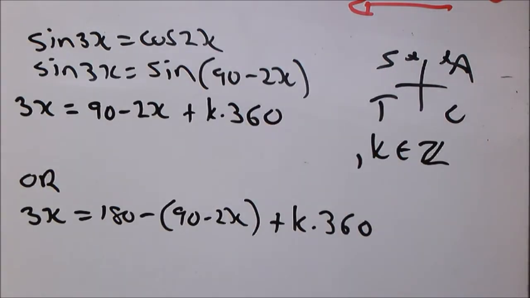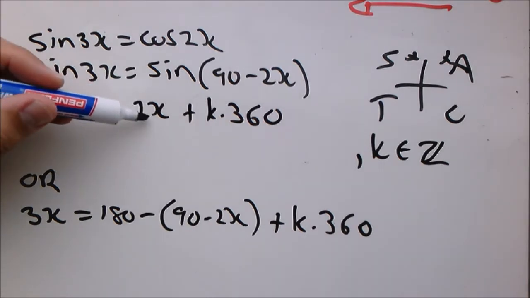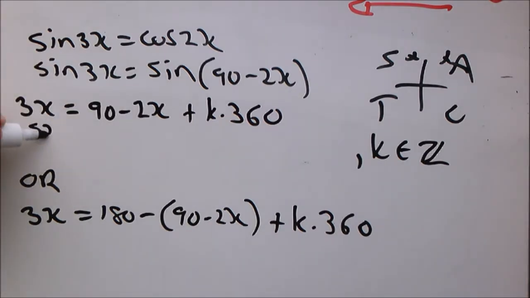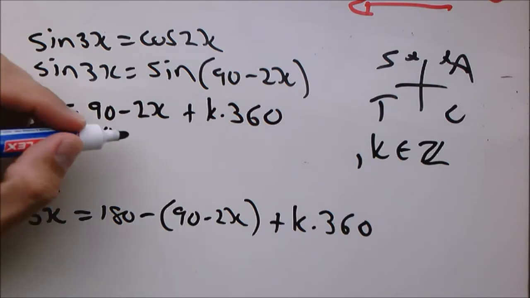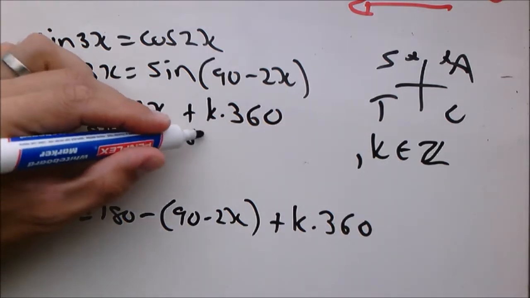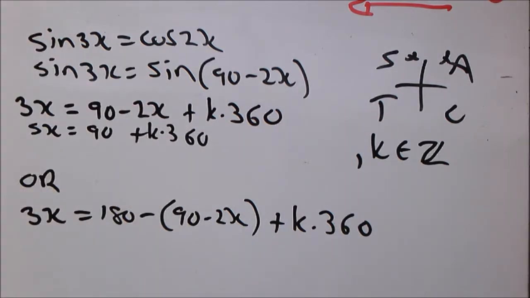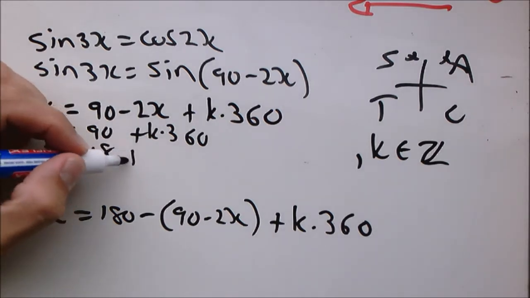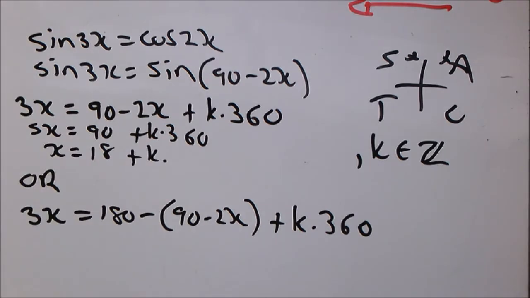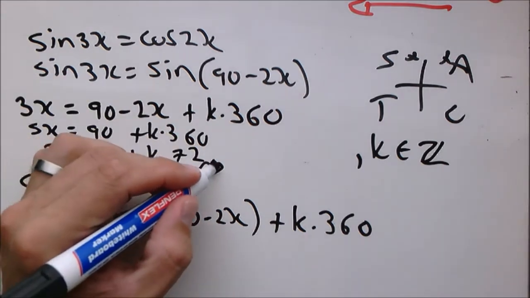Okay, let's simplify. The 2x comes across and this becomes a 5x equals 90 plus k 360. And now we can simplify by dividing with a 5 on both sides. So x will become 18 plus k 72. This is the first part of our general solution. It's now simplified and completed.